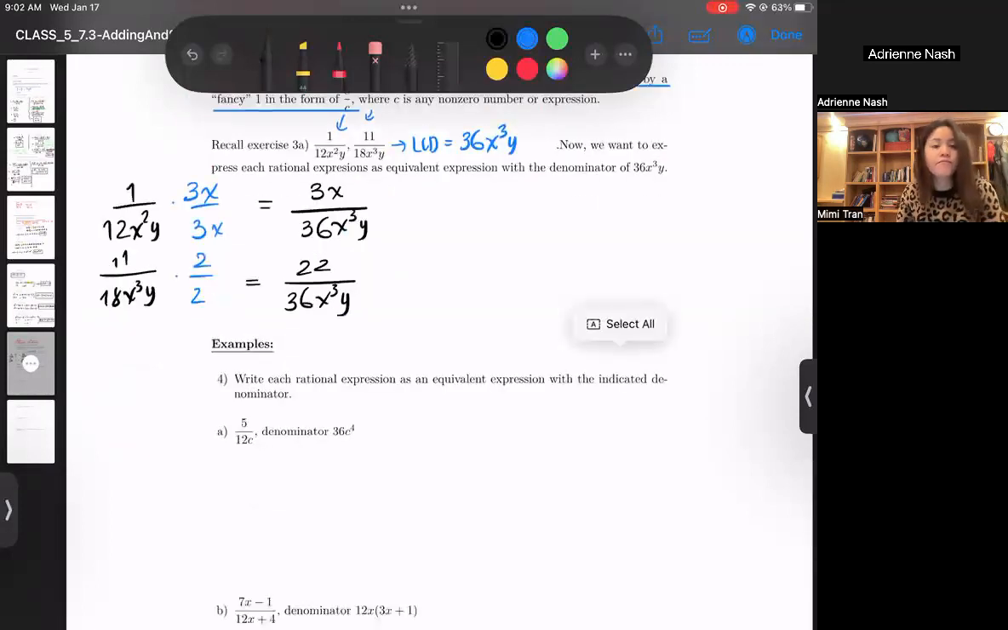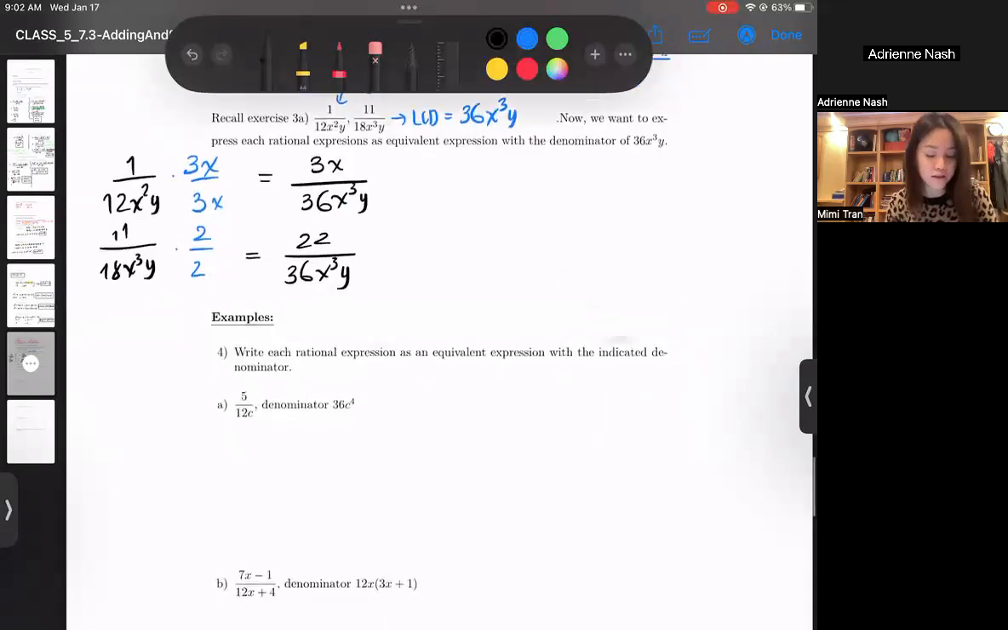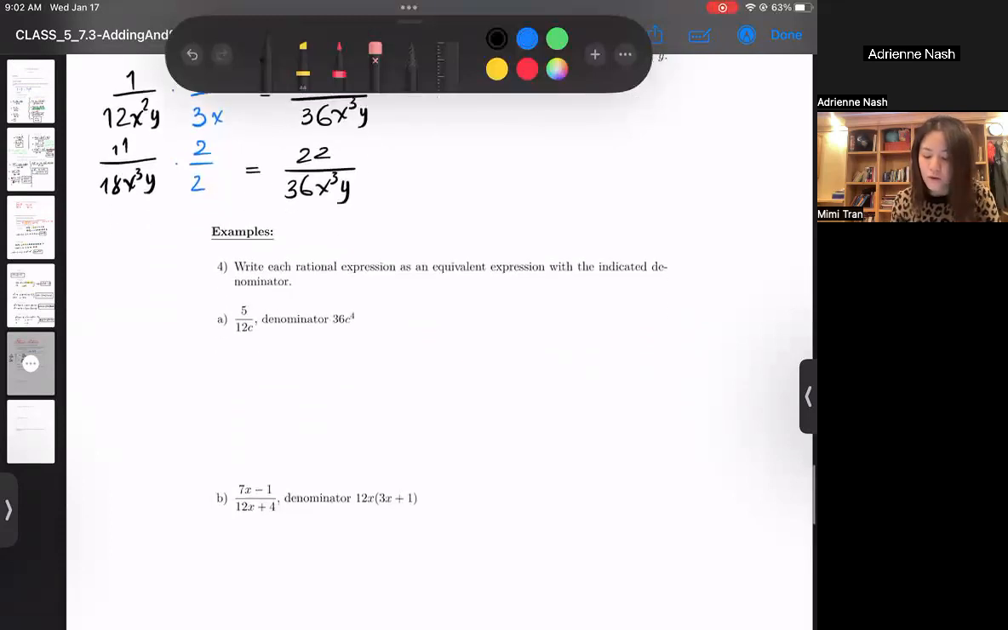So far, so good. We just learned how to make things that have the same denominator by multiplying by a fancy 1. For example, write each rational expression as the equivalent expression with the indicated denominator. 5 over 12c, and they want the denominator to be 36c to the 4. So originally we have 5 over 12c. What do they want? They want 36c to the 4. That's the new denominator, right?